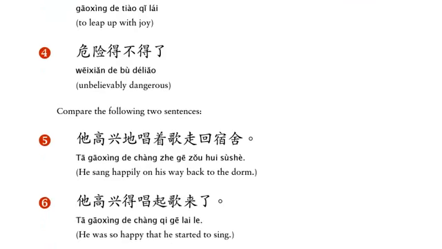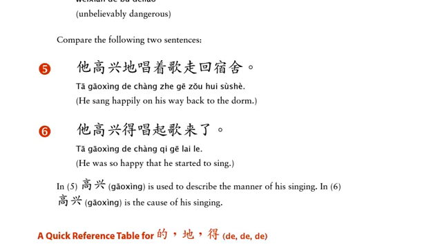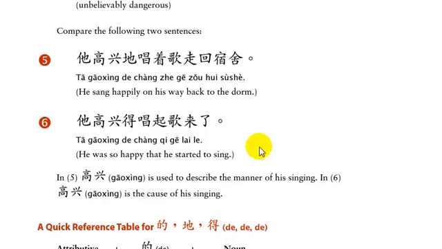Now, in 5 and 6 here, they're going to help you because these last two are sometimes hard to differentiate. So here we have a sentence with the 地 and another sentence with the 地, and they're pretty much the same, but you'll see how they're different by using these different verbs. Okay? 他高兴地唱着歌走回宿舍. Okay, so he sang happily on his way back to the dorm. Okay, here he was so happy that he started to sing.